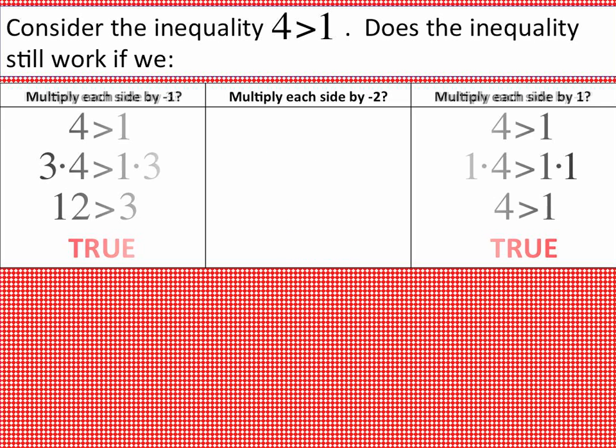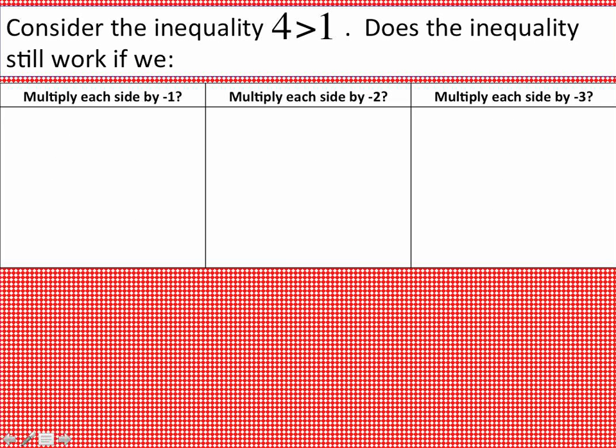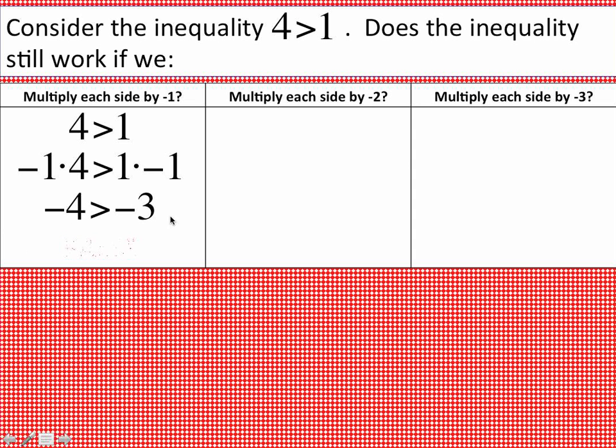Alright, let's take a look at some other numbers. Now if we multiply by negative 1 and negative 2 and negative 3, what happens? Well, let's multiply each side by negative 1. So I start with my 4 is greater than 1, multiply each side by negative 1, and I wind up with negative 4 greater than negative 3. But that's a problem, because negative 4 is not greater than negative 3. So that's a false statement. So multiplying each side by negative 1 created a false statement.